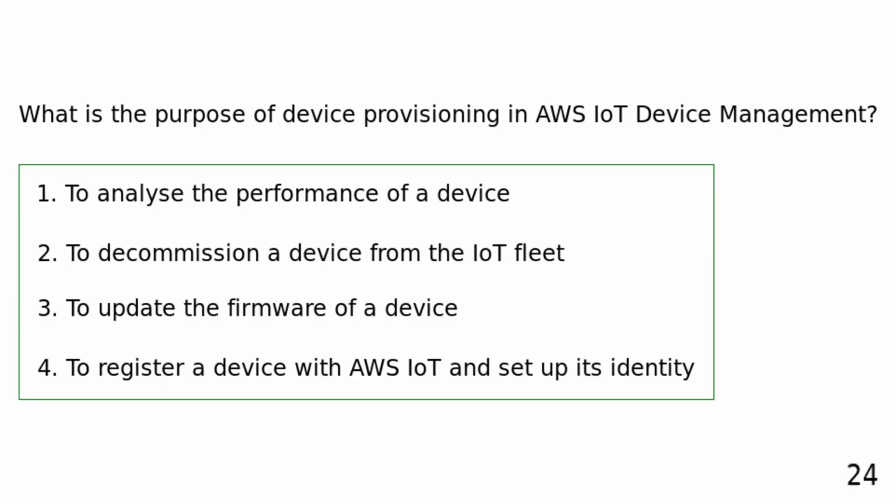What is the purpose of device provisioning in AWS IoT Device Management? To analyze the performance of a device. To decommission a device from the IoT fleet. To update the firmware of a device. To register a device with AWS IoT and set up its identity.